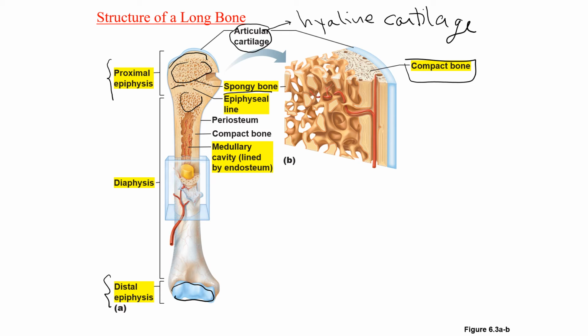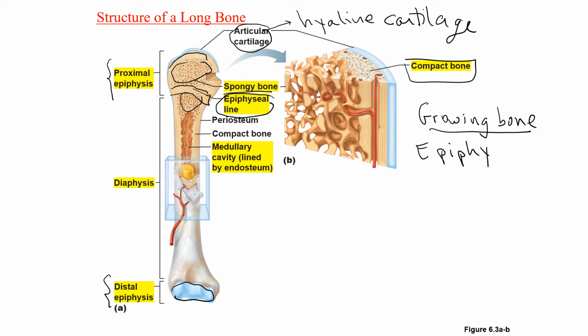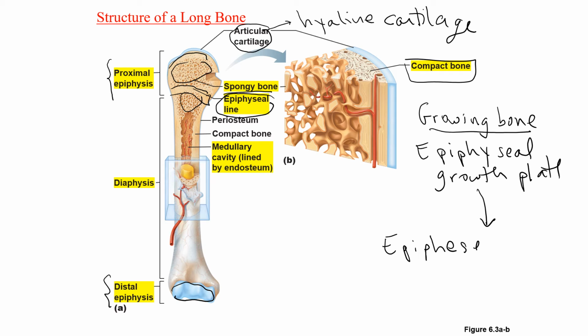Between epiphysis and diaphysis lies the epiphyseal line, or growth line. Growing bone will display a pad of cartilage called the epiphyseal growth plate. When the bone stops growing, the epiphyseal plate has been converted to bone tissue. We then call it the epiphyseal line.